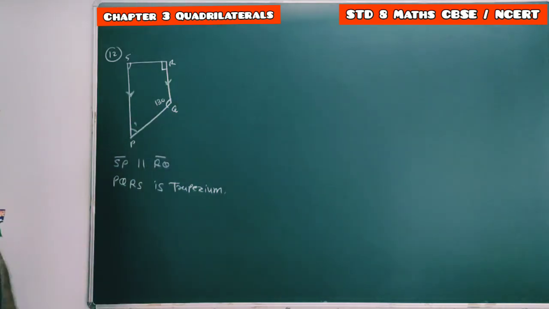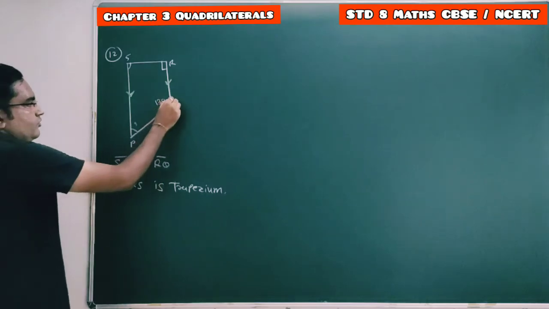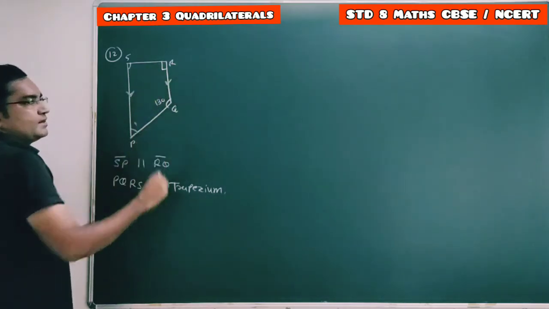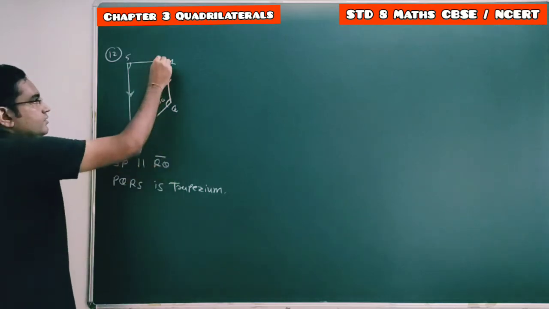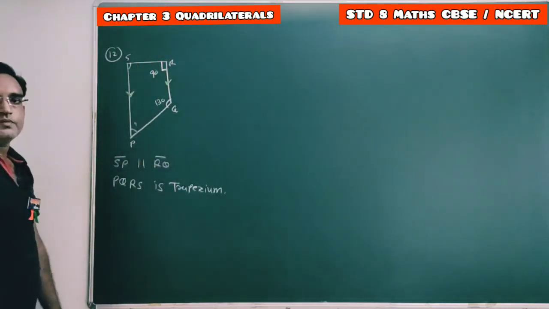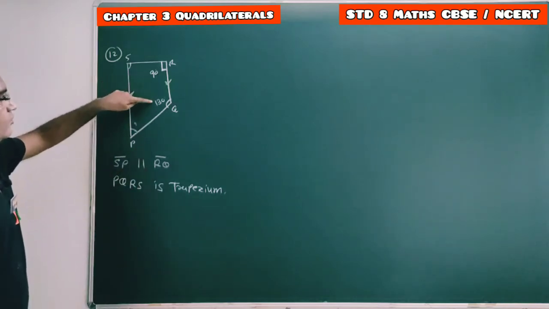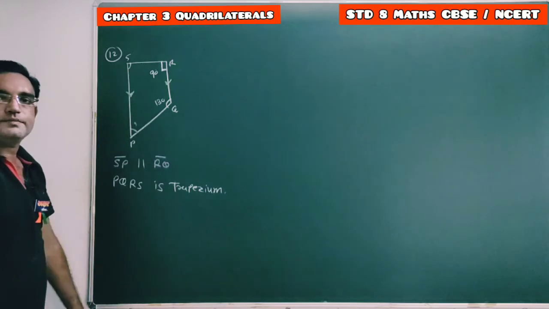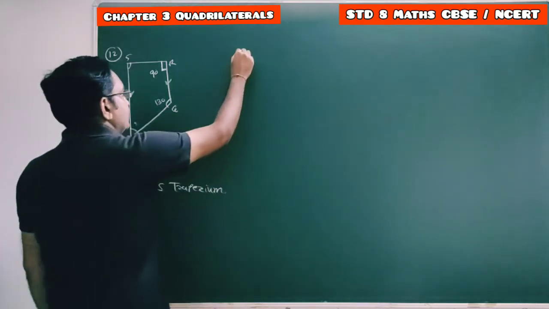So it's a trapezium. Now the measure of angle Q is given numerically as 130 degrees, and the measure of angle R is given symbolically. This symbol is used for 90 degrees. So this is 90 degrees. So in this trapezium, the measure of two angles is given. We have to find the measure of the remaining two angles. Done? So let's try to find it.